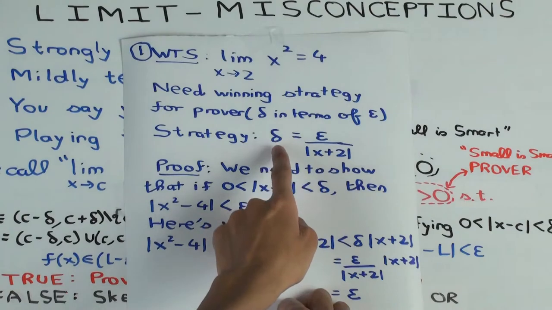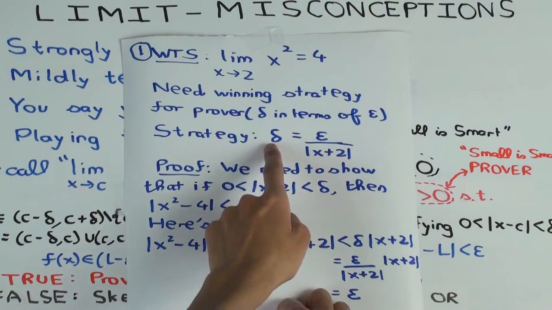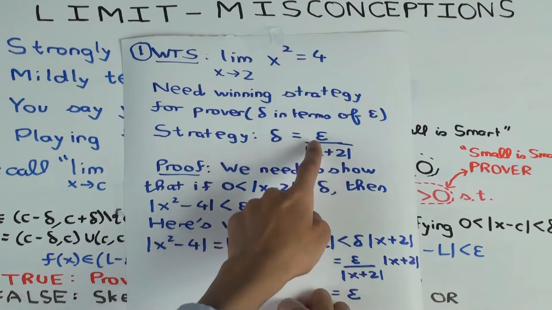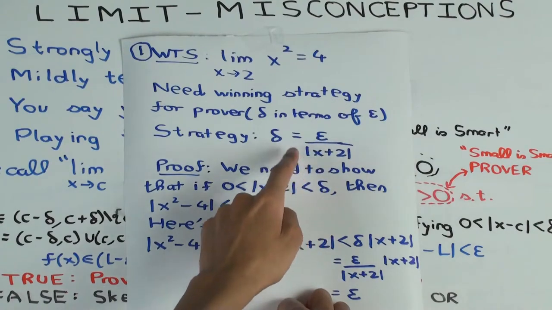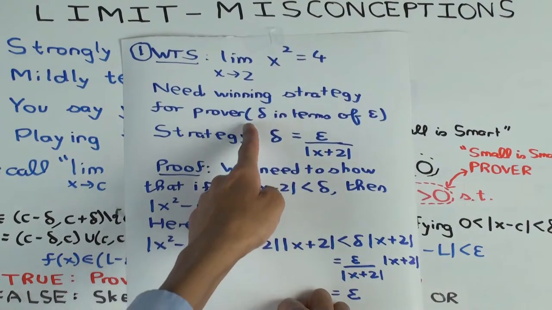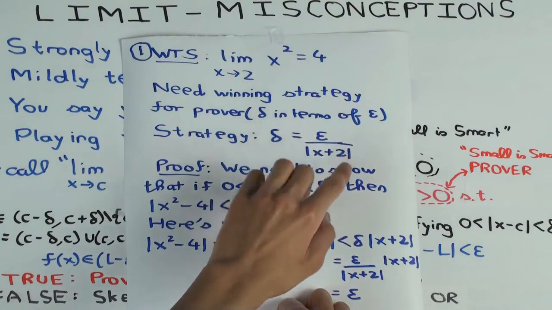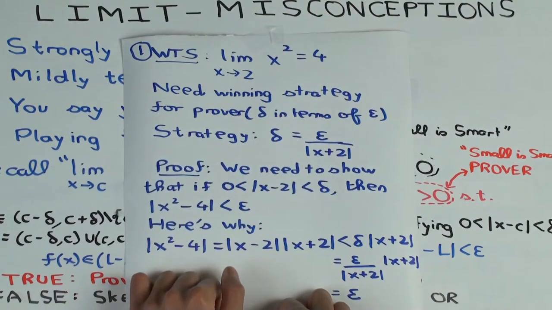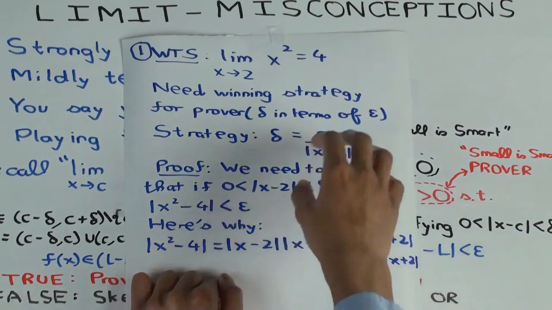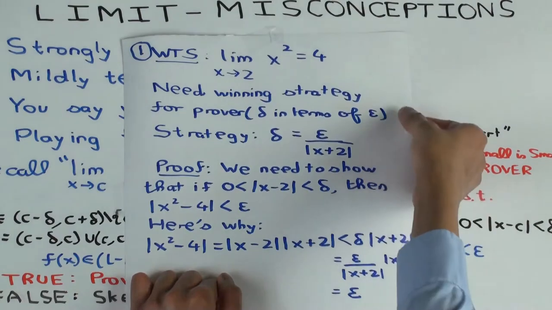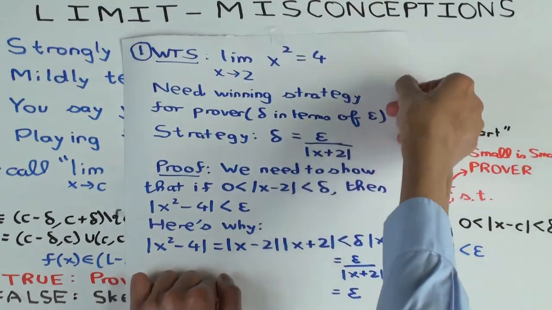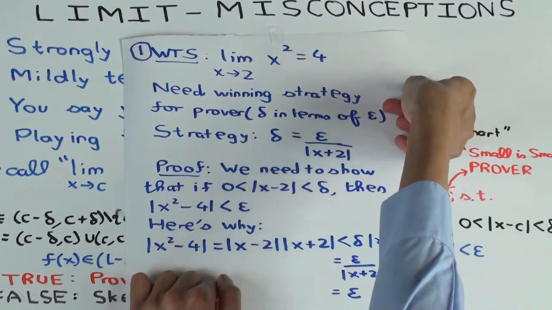So the prover is picking the delta based on x, but the prover doesn't know x at the stage of picking the delta. The delta that the prover chooses has to be completely a function of epsilon alone. It cannot depend on the future moves of the skeptic. The prover cannot read the skeptic's mind and doesn't know what the skeptic plans to do. So that is the issue with this proof.